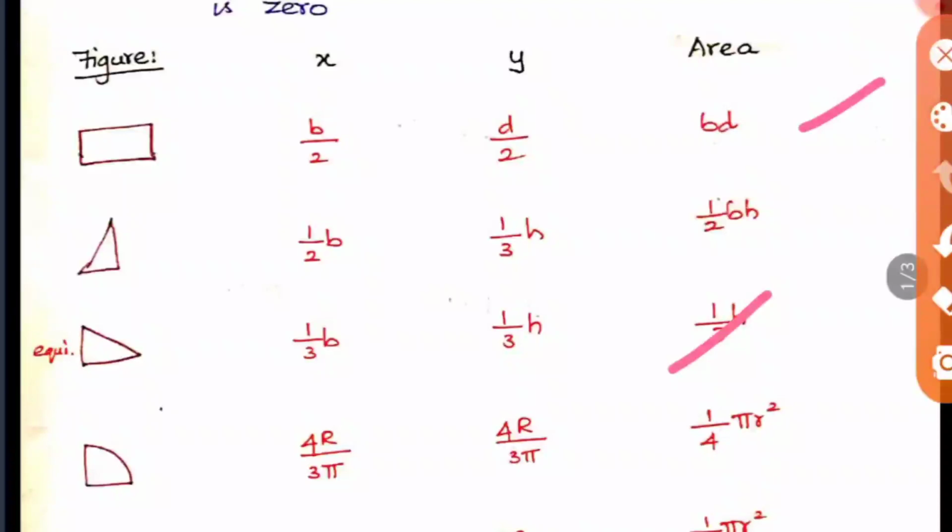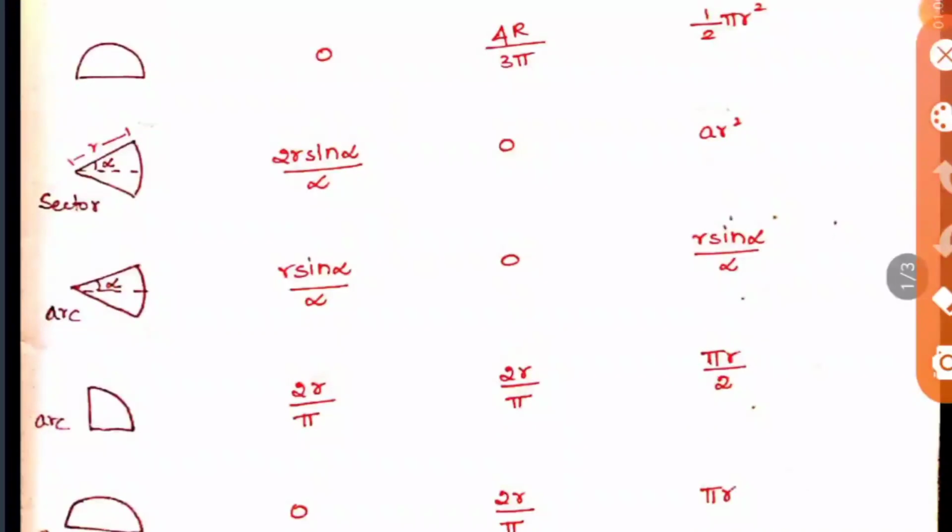And then the quarter circle. For the quarter circle, along the x-axis it is 4r by 3 pi, where r is the radius of the circle, and along the y-axis it is 4r by 3 pi, and the area is 1 by 4 pi r square. Then for the semicircle, it is 0 along the x-axis, and along the y-axis it is 4r by 3 pi. So this is the same for the quarter circle and semicircle, and the area for the semicircle is half pi r square.